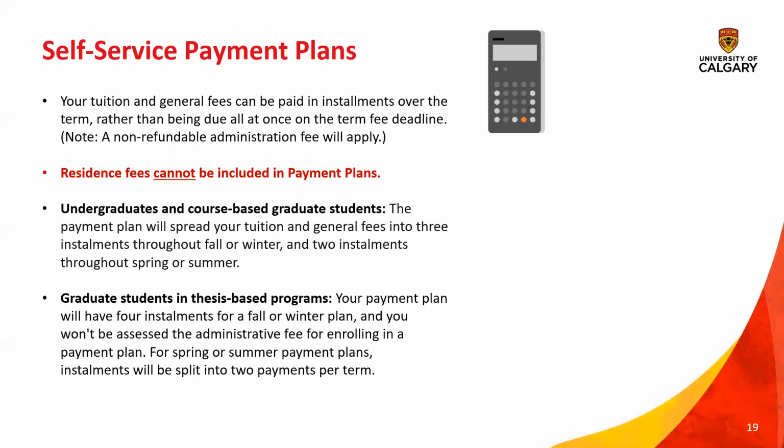Graduate students in thesis-based programs have 4 installments through the fall and winter, and graduate students in thesis programs are not assessed the administrative fee. The administrative fee is $40 for fall and winter, or $20 in spring and summer.